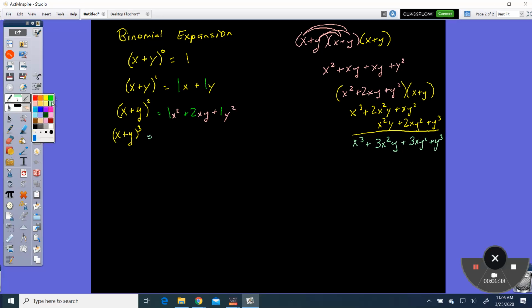So over here, I'm going to write the coefficients down. 1, 3, 3, 1. So 1x cubed plus 3x squared y plus 3xy squared plus y cubed. So I just wrote that down.